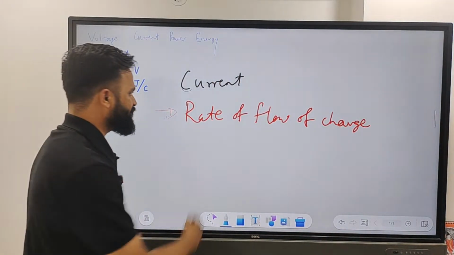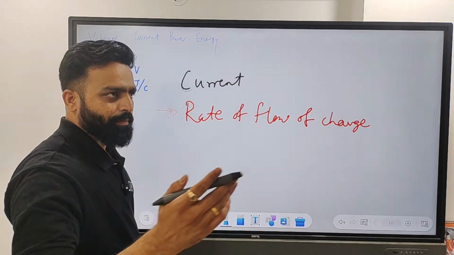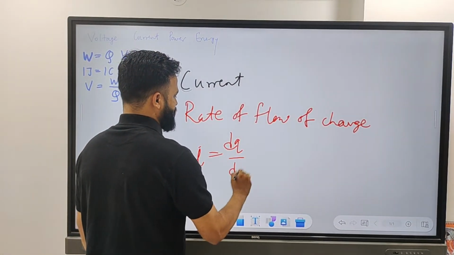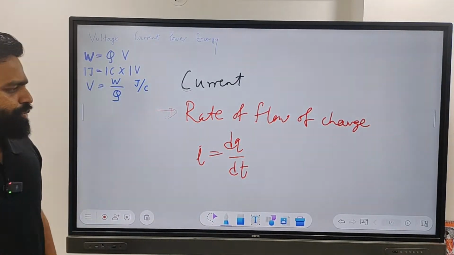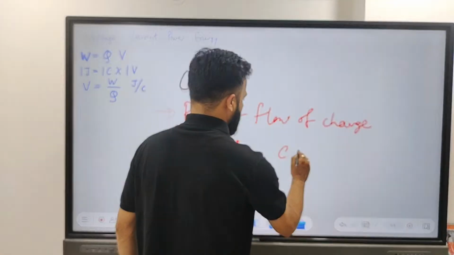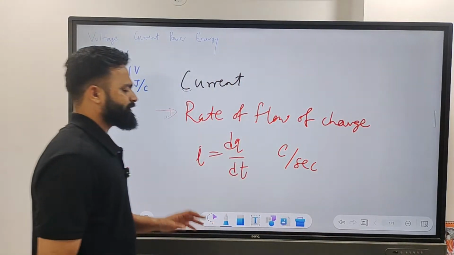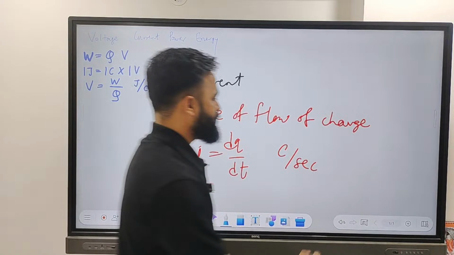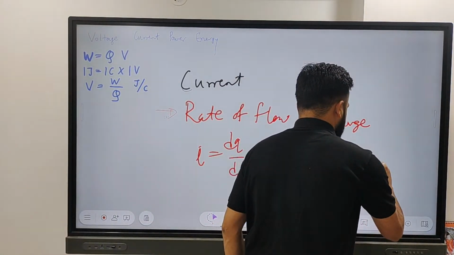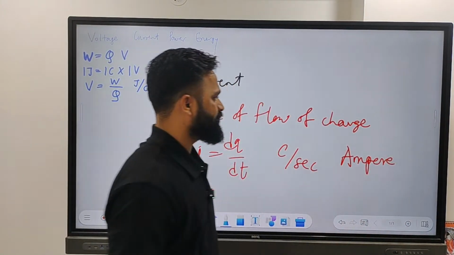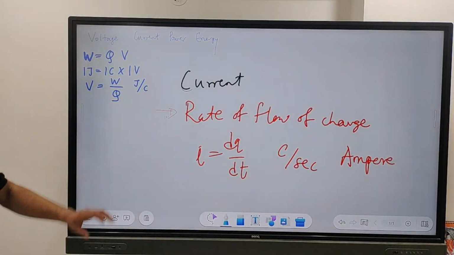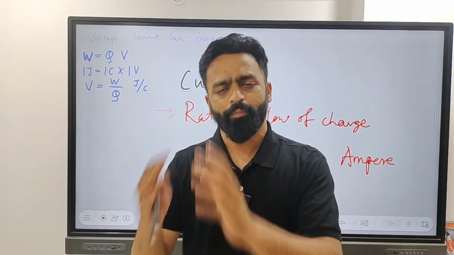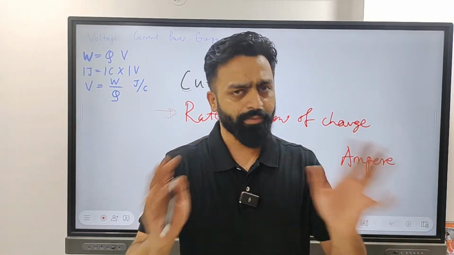So what does that mean? If I say it mathematically, we write I is equal to dq by dt. Q is charge in coulomb, time is in seconds. So coulomb per second is the actual unit from this equation, but the SI unit is ampere. Ampere is the SI unit. Why does current flow? Current flows because of potential difference. If there is no potential difference, current will not flow, simply put.